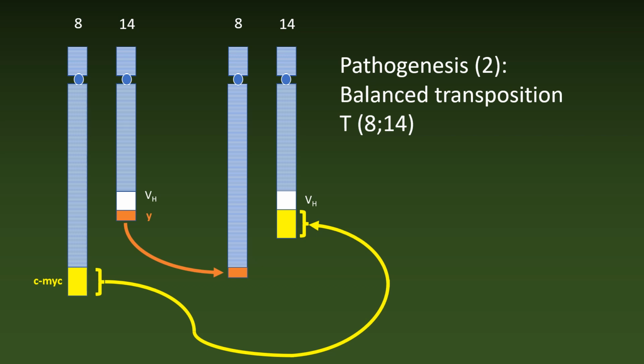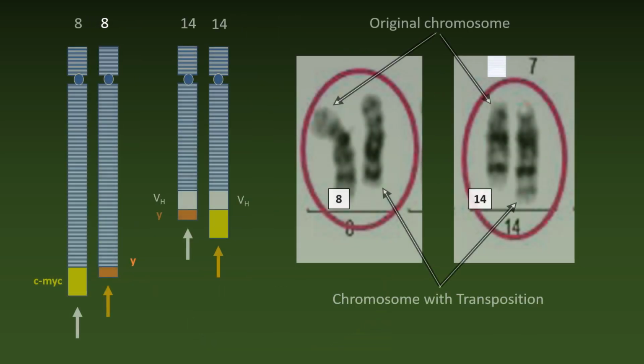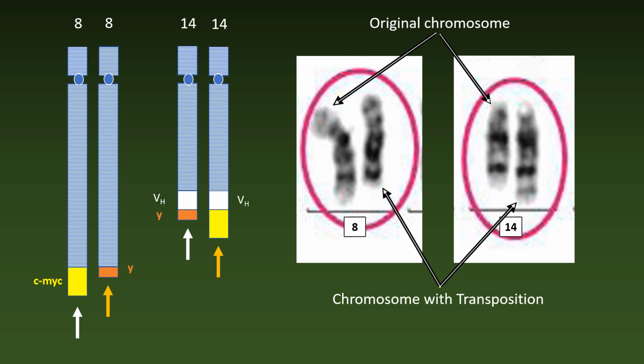Because the yellow sequences containing c-MYC are bigger than the orange sequence Y, the translocated chromosome 14 becomes longer than its non-translocated mate, whereas the translocated chromosome 8 becomes shorter. The piece containing c-MYC is longer than the Y piece. Therefore, translocation shortens chromosome 8 but lengthens chromosome 14, as shown in the karyotype at right.